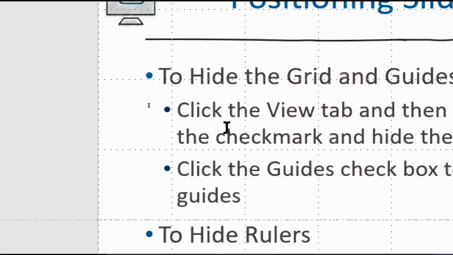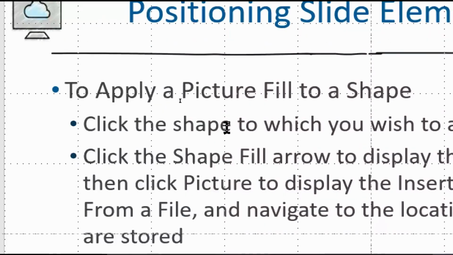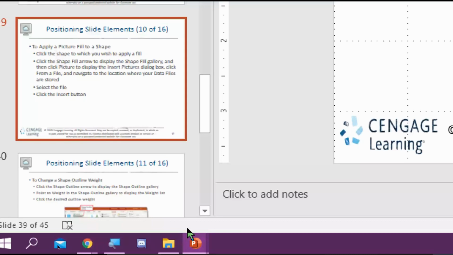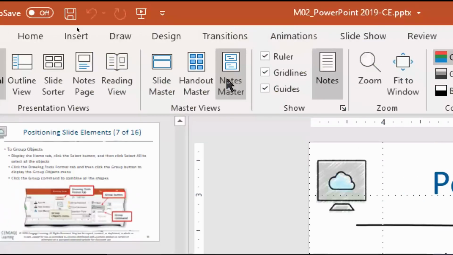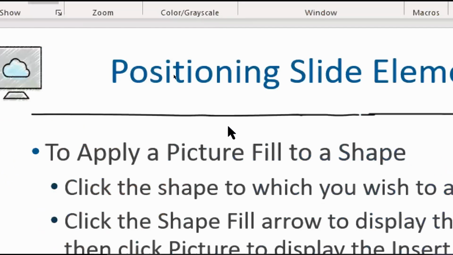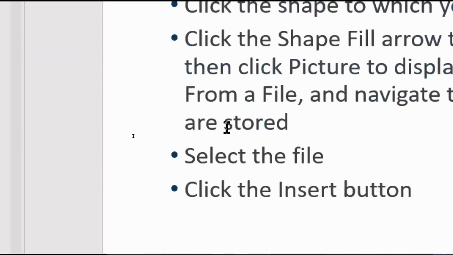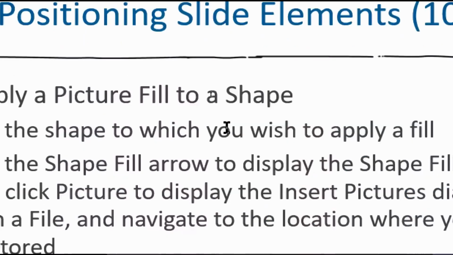All right, now it wants us to hide the grid, guides, and ruler. So we're going to quickly do that. Actually, we don't even need to go to the other slideshow. We can just do this here. All right, so applying a picture fill to a shape. We want to select the shape we want to fill, click the shape fill arrow to display the shape fill gallery, and so on and so forth.